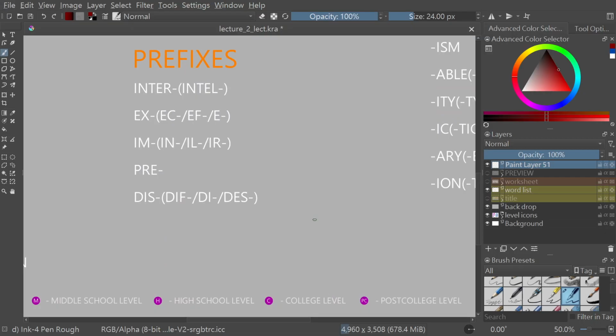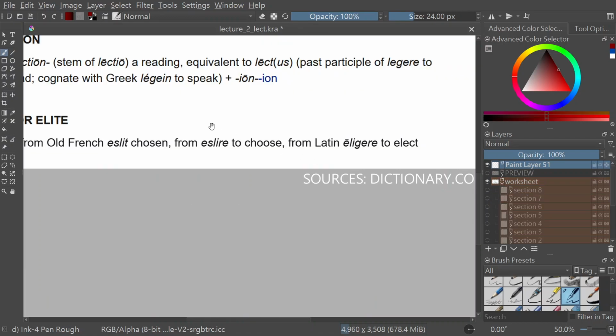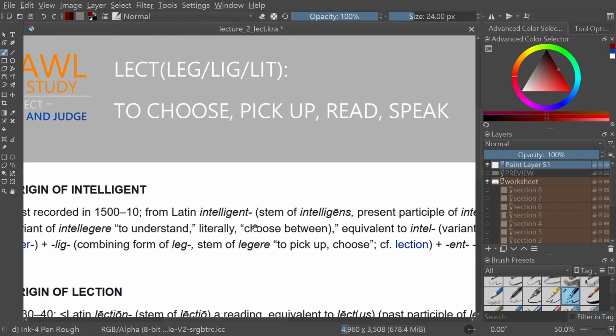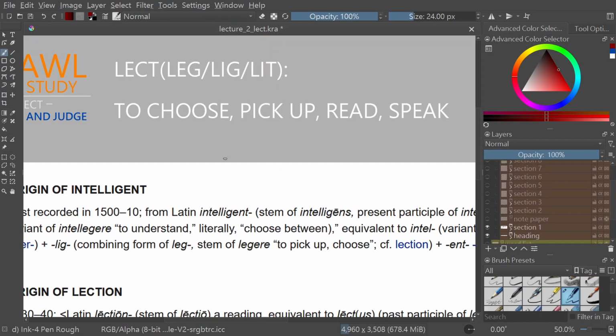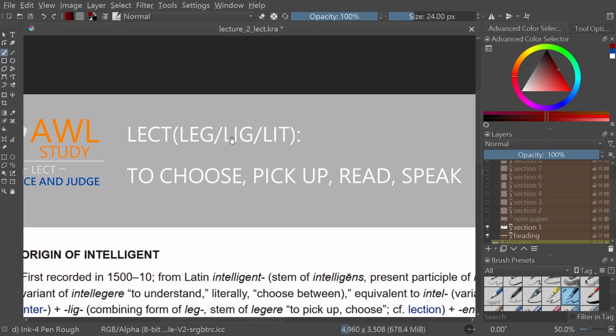So now, before we study academic words, let me explain and explore the origin of these roots.